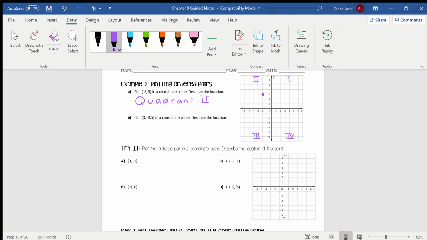Okay. Plot (0, -3.5). So 0 is the x-coordinate. We have not moved at all from the 0, and then down to 3.5, which is right here. And that is not in a quadrant, actually. That is sitting right on the y-axis. So if one of your points is sitting on the line, it's either on the x-axis or the y-axis. Okay, so you go do the try-it ones, and then don't forget to describe the location of the point.